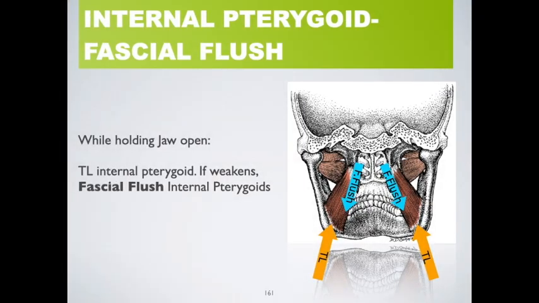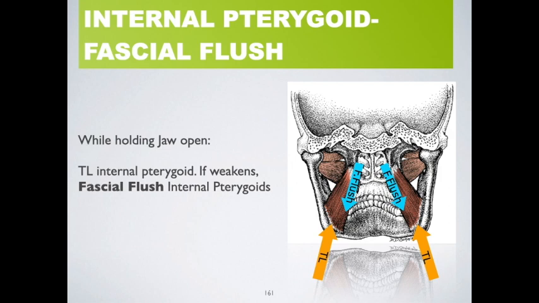Now the other closing muscle that can be involved, of course, is the internal pterygoid. And the way that we TL that, if you see the yellow arrows that say TL, I'll have the patient put their thumbs up inside the jaw, right at the angle of the jaw, and press up there as far as they comfortably can. The idea is that they're accessing at least the insertion of the internal pterygoid.